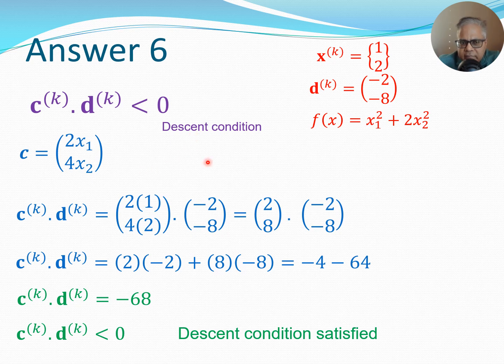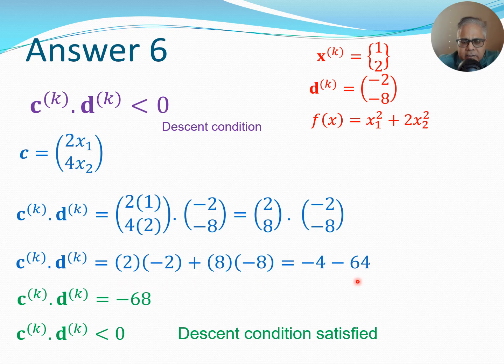So immediately we have c for this function, which we have calculated several times before. And so I can get ck dot dk. That's going to give me this particular dot product. So remember, c is going to be 2x1, 4x2, so I substitute 1 and 2 in place of x1 and x2. I get this value for ck. dk is of course minus 2, minus 8. We are using the steepest descent search direction, so it's simply the negative of the gradient vector. So I get 2, 8, I get minus 2, minus 8.